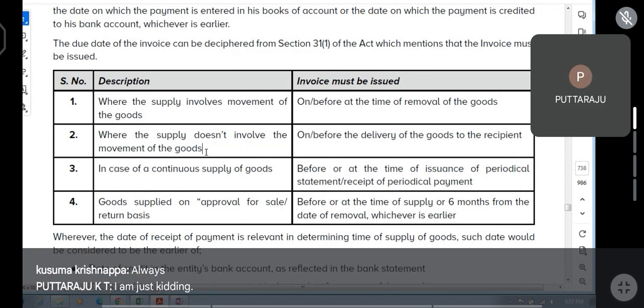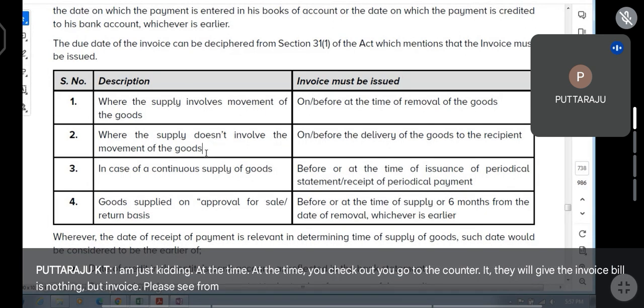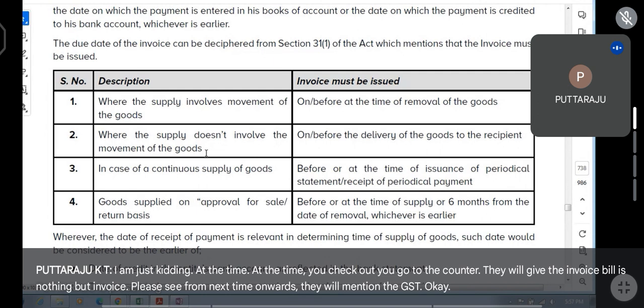During checkout, yes. I am just kidding. At the time you check out, you go to the counter. They will give the invoice. Bill is nothing but invoice. Please see from next time onwards, they will mention the GST. Okay. They give the bill. You make the payment.